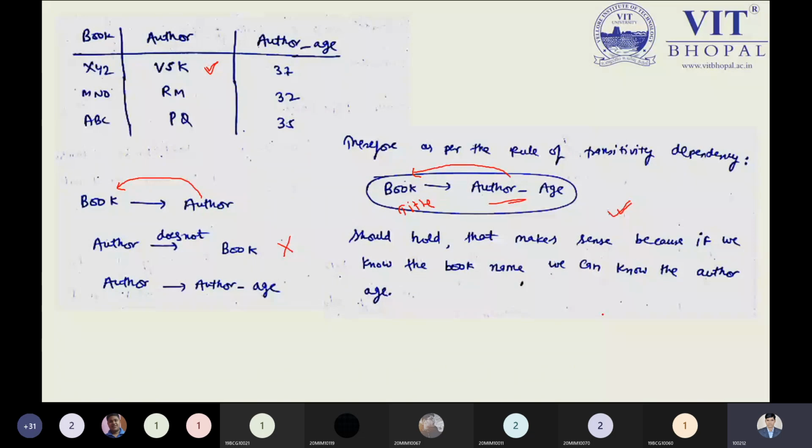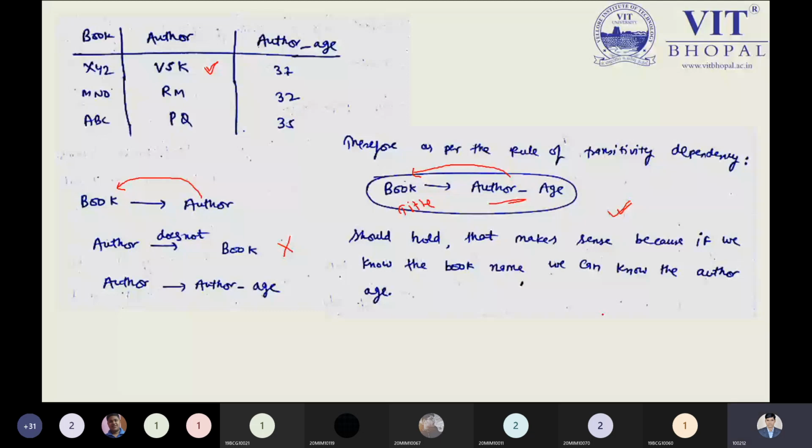So book title determines author age, or we can say author age depends on the book title. We have this kind of dependency, recognized as the transitive dependency, and it should hold. That makes sense, because if we know the book name, then we can also know the author age. If we know the book's name is XYZ, we can say the author age will be 37. If the book name is ABC, the author age will be 35. This is done by the dependency. That is an important point to keep in mind. So this is the transitive dependency we have seen here.